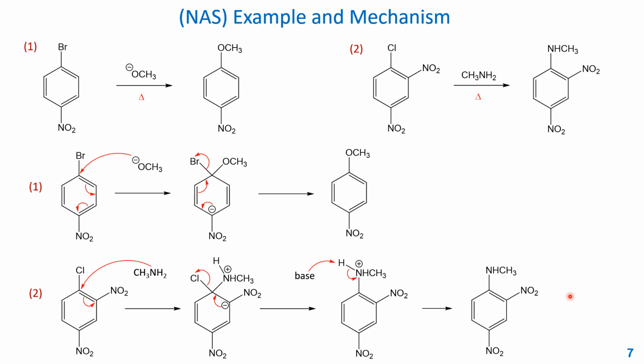So that's all the examples of EAS and NAS mechanisms. And to summarize, EAS is the electrophile replacing the hydrogen on the benzene, and NAS is a nucleophile replacing the leaving group. Okay.